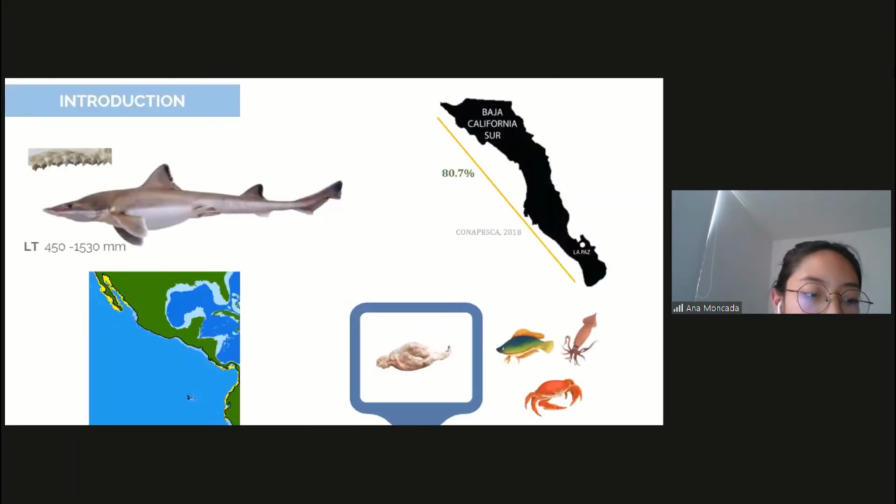First of all, this species is distributed on the western coast of the Pacific Ocean, from North California to Colima and from Costa Rica to Peru. This species is one of the most dominantly caught in the artisanal fishery.